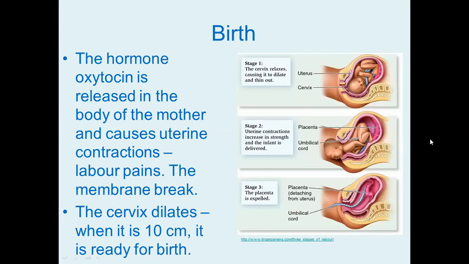Right, let's have a look at the actual process of birth. So when a female is ready to give birth, the hormone oxytocin, now remember, if it's in blue, you don't have to learn it, is released by the body of the mother, and it causes the contractions of the uterus. So these are what are known as labor pains.